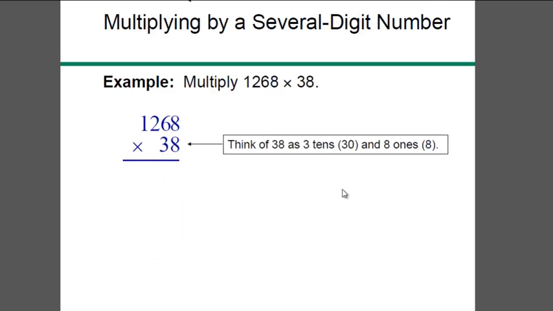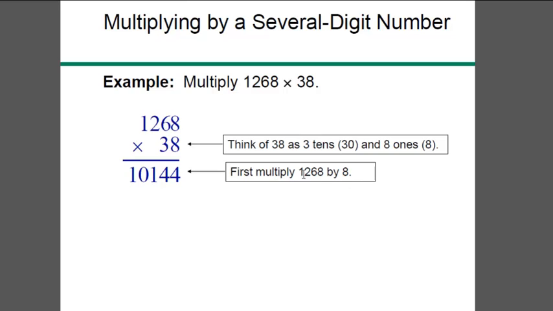Let's look at what happens whenever we multiply by several digits. Take 1,268 times 38. This one's a little bit different. We want to think of the 38 as 3 tens, 30, and 8 ones, 8. The first thing I want to do is multiply the 1268 by 8. So that's 8 times 8, which would be 64. Remember to carry your numbers. So I would carry a 6.